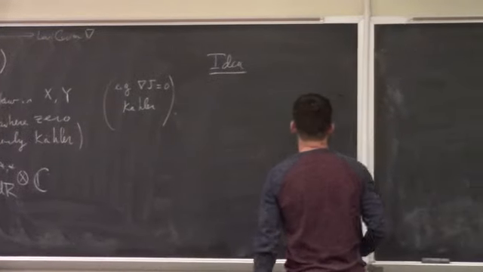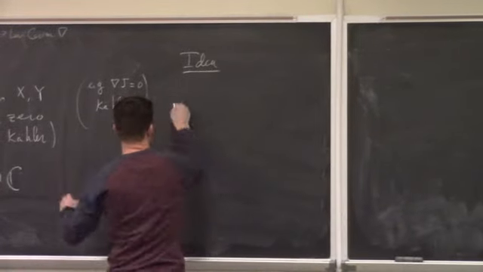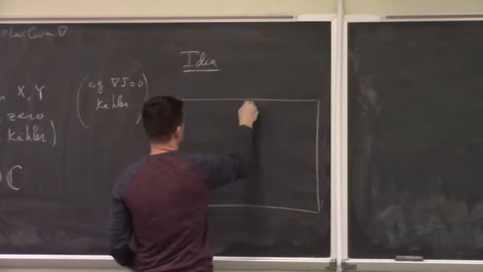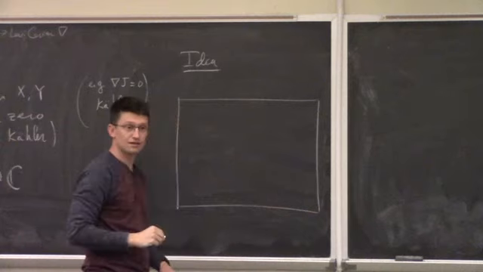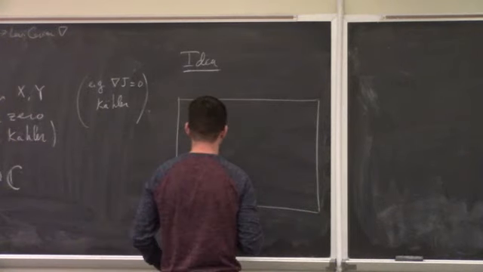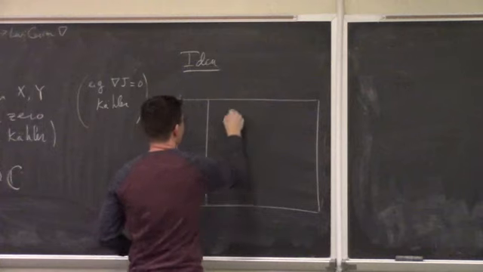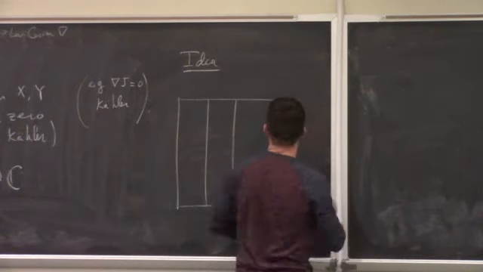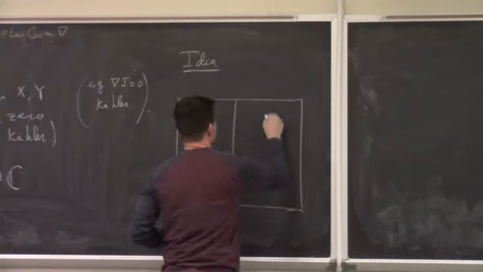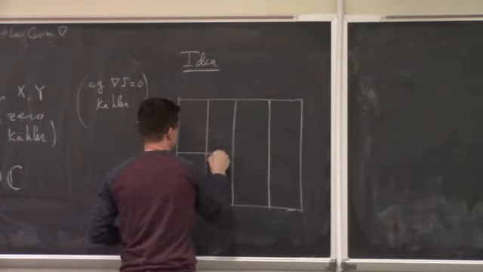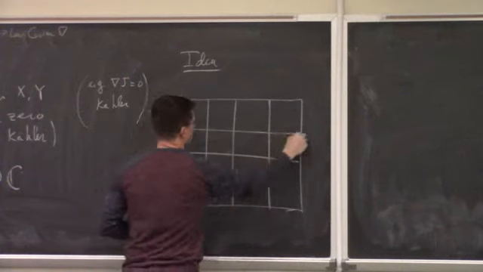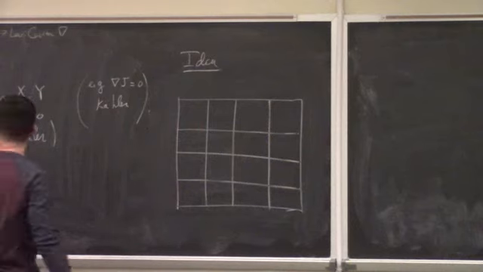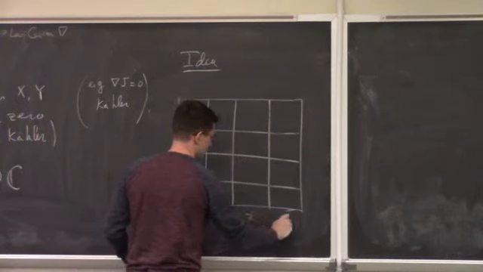So first, let me just draw the diagram. You're on a 6-manifold, so you have to draw something like this. Oh, it's complex. The complex dimension, its real dimension is 6, so 0, 1, 2, 3.